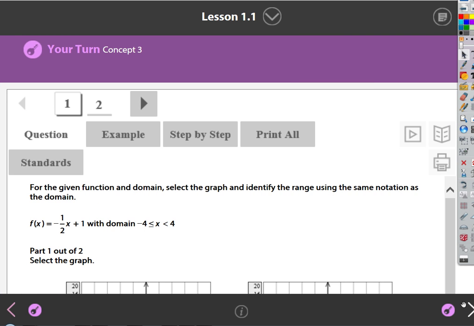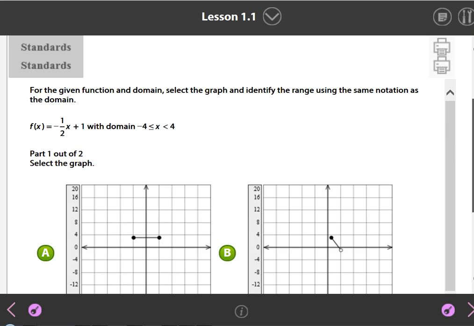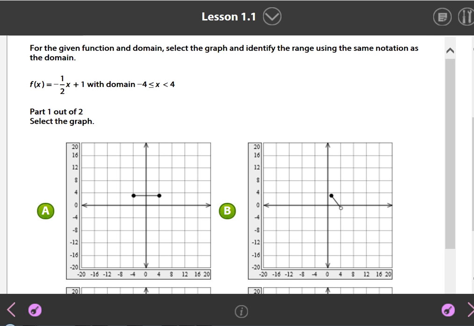Okay, what if we have a situation where the domain has been shortened? Okay, it's been limited. So something like this. For the given function and the domain that's given, select the graph and identify the range.